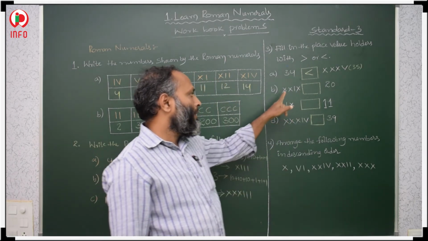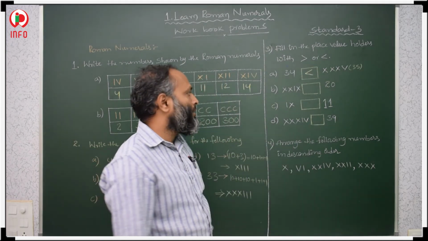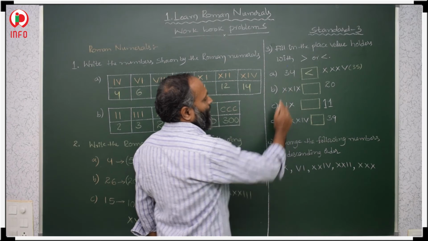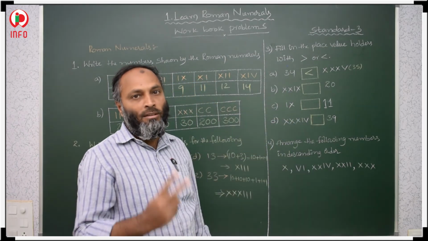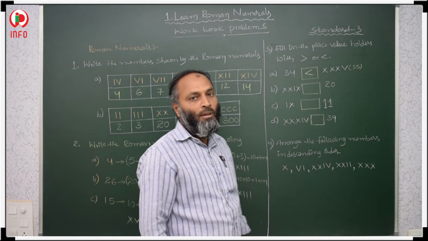So here, this is a Roman numeral and this is a Hindu-Arabic numeral. So first we have to check what this is. The value is 10 and 10. Here X repeats twice. If a Roman numeral repeats twice, we have to add.